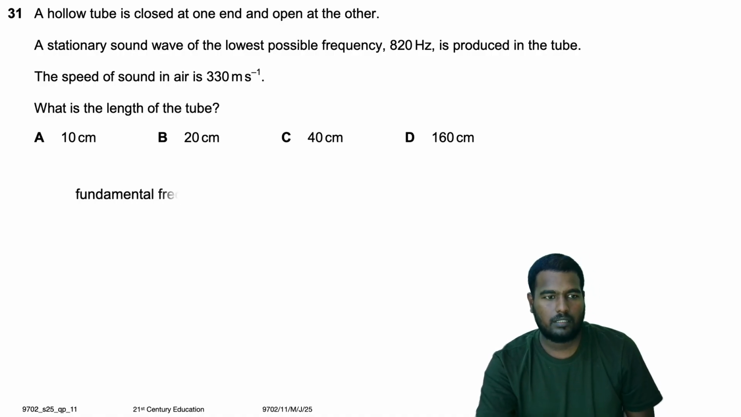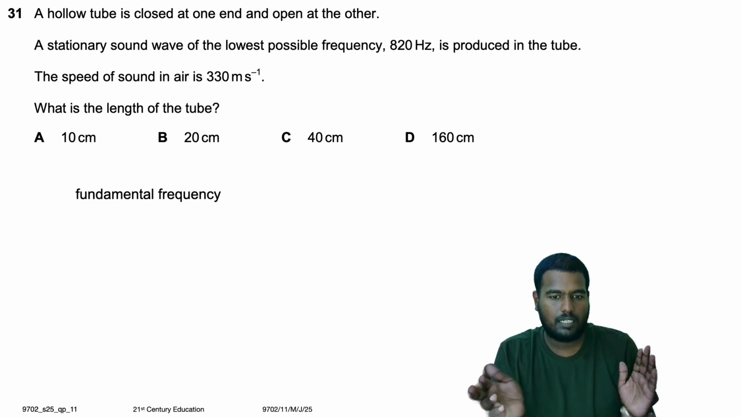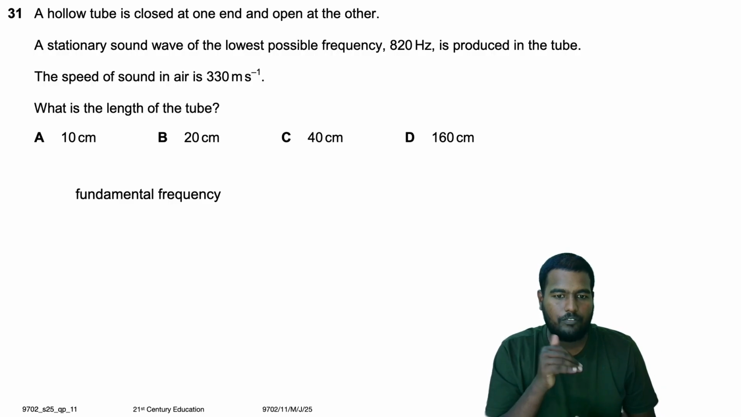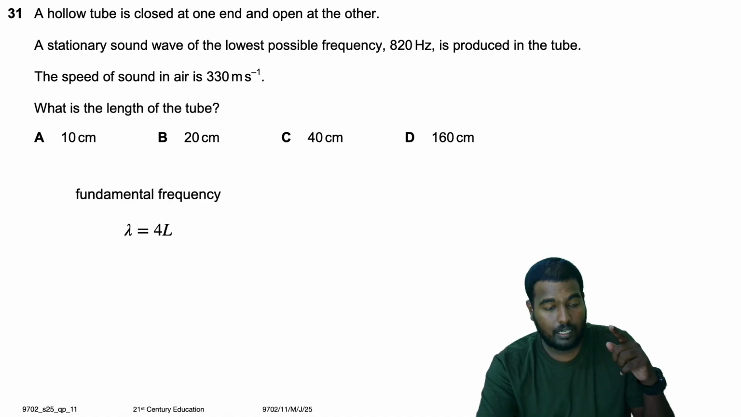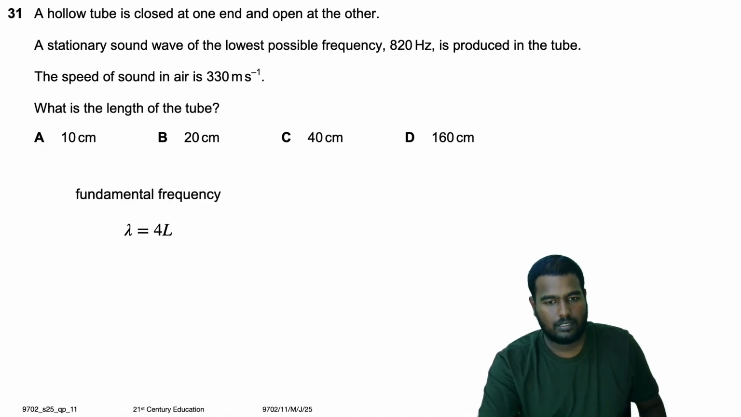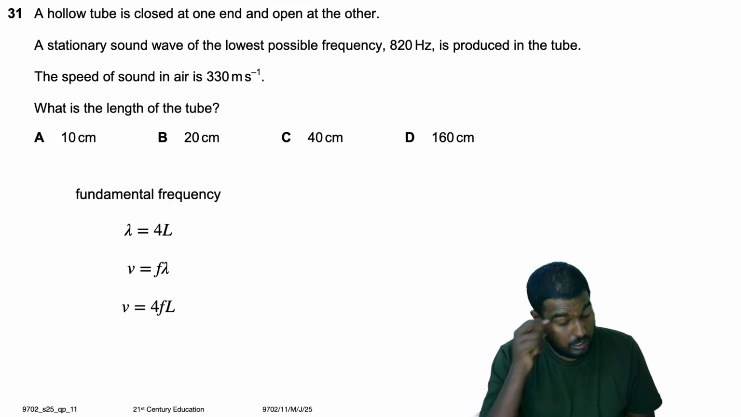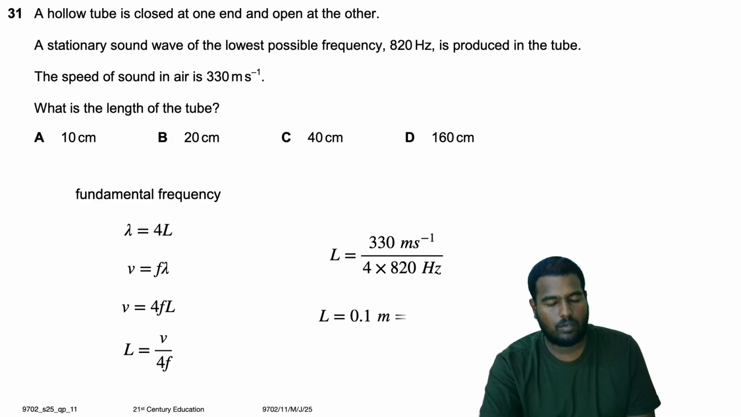Okay. In the fundamental frequency, only 1/4 of the wave is in the entire length of the tube. So 1/4 of the wavelength. Lambda by 4 is the length of the tube L. So we can rewrite lambda is 4L. Remember, L is lambda by 4. So lambda is 4L. Okay. We know that velocity is frequency into lambda. So instead of lambda, we can write 4L. Frequency into 4L. Now we will just rewrite this equation for L. So V by 4F. 330 divided by 4 into 820 hertz. 0.1 meter, which is 10 centimeters.